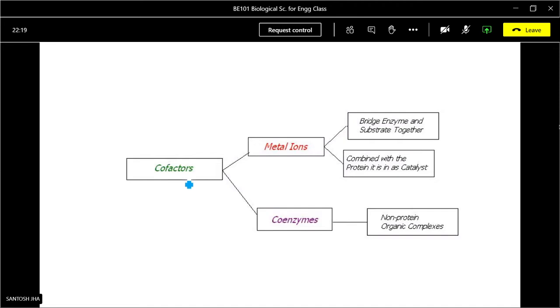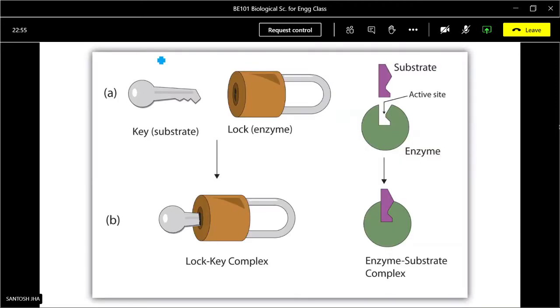This cofactor may be either metal ions or some organic group. The organic molecules are known as coenzymes, and for metal ions, the basic function is to act as a bridge atom. So they bridge enzyme and substrate together, and combined with the protein, act as catalyst. And coenzymes are non-protein organic complexes. So these are the cofactors, and cofactor is essential for the proper activity of the enzyme.